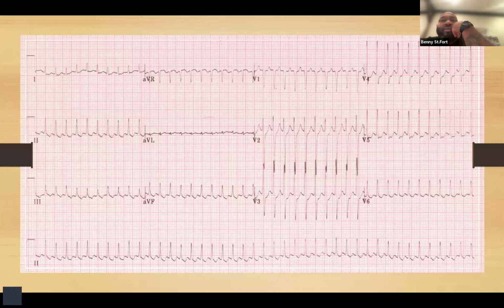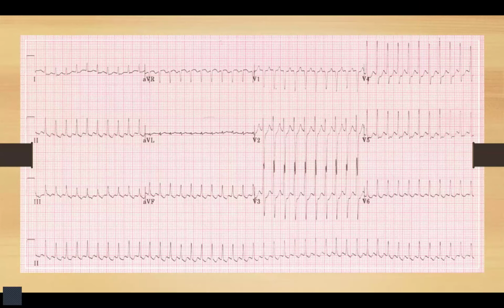Probably try some fluids, see if it would break. Because baby's not feeling well with the fever. I mean, the fever could spark the heart rate to go fast. Yeah. So probably try some fluid to see if we could cool down and slow down the rhythm. See if that'll work.